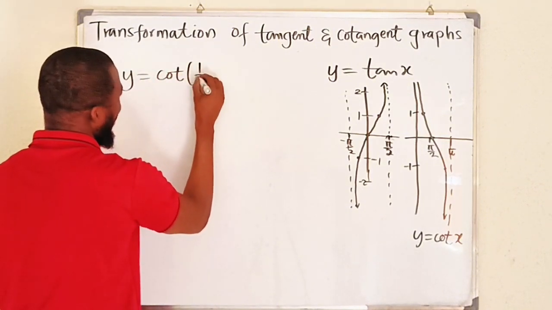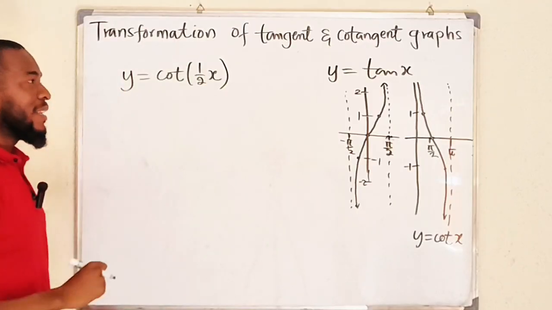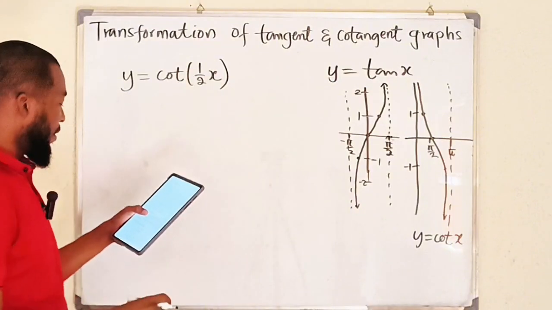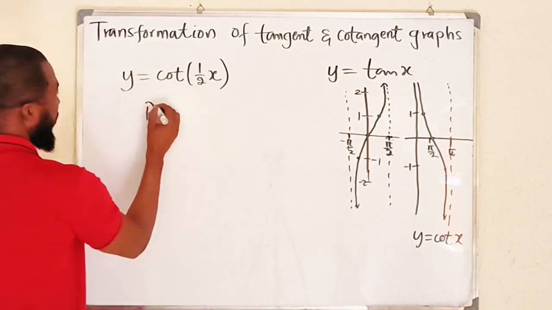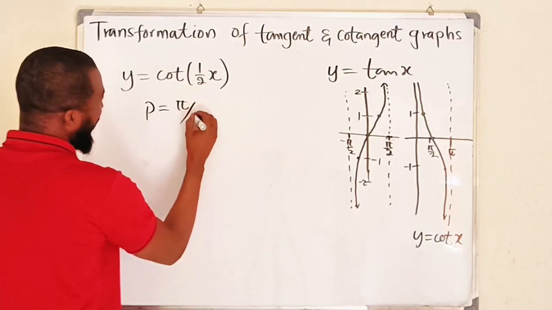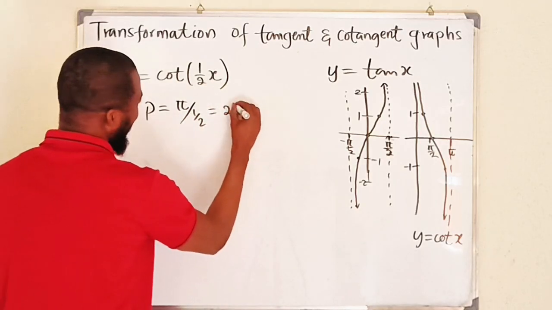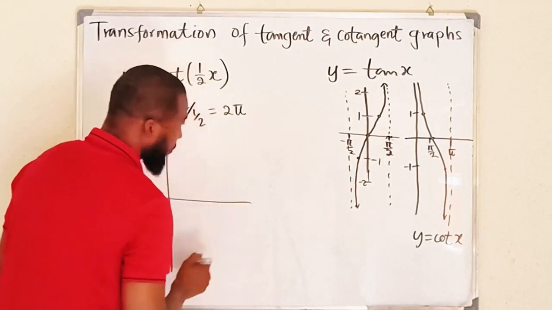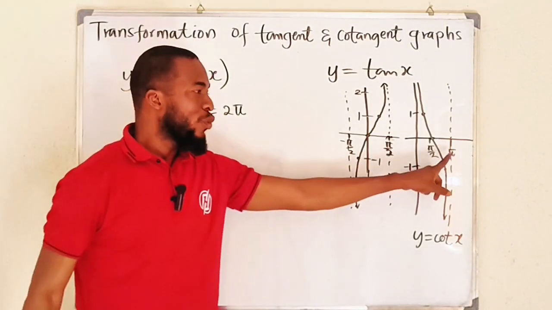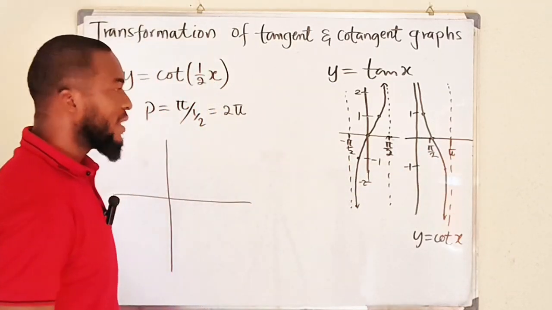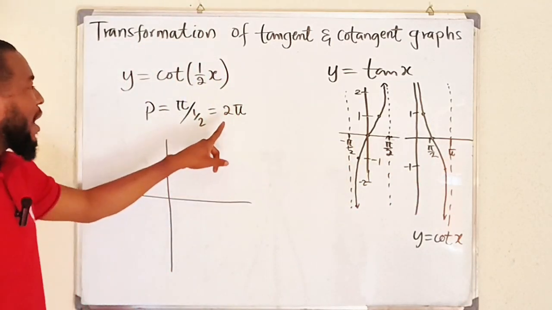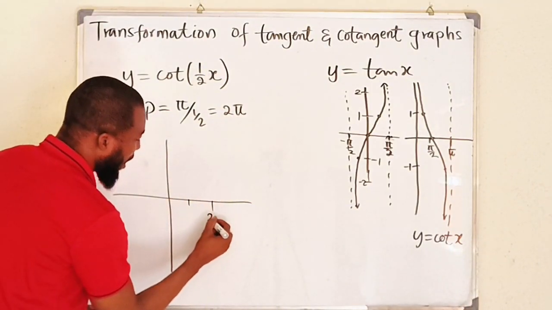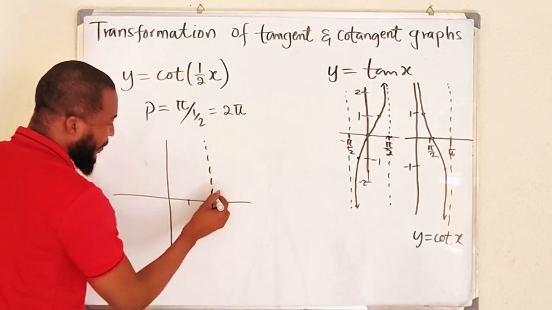Cotangent of 1/2x. This time around, the graph will be straightened horizontally. So the period will be equal to pi divided by 1/2, which is simply 2 pi. Right? This is cotangent, remember. For cotangent, we used to have a vertical asymptote at pi. But this time around, since it has been doubled, we are going to have our vertical asymptote at 2 pi. So this is our vertical asymptote.